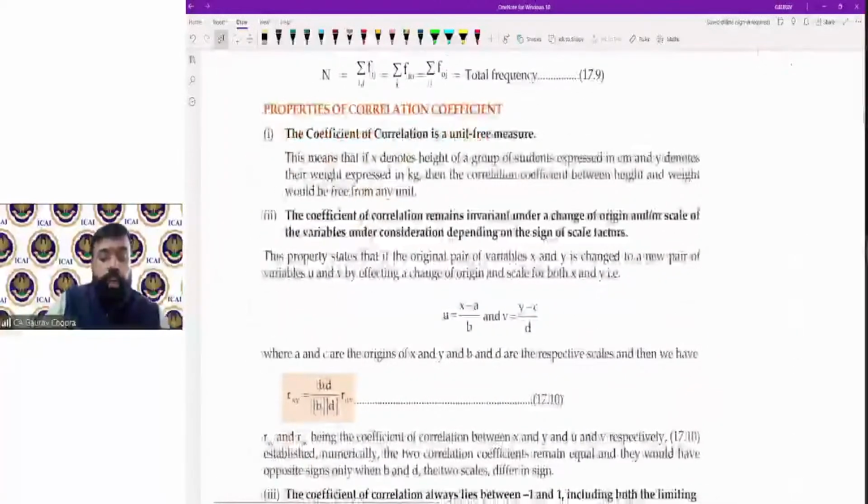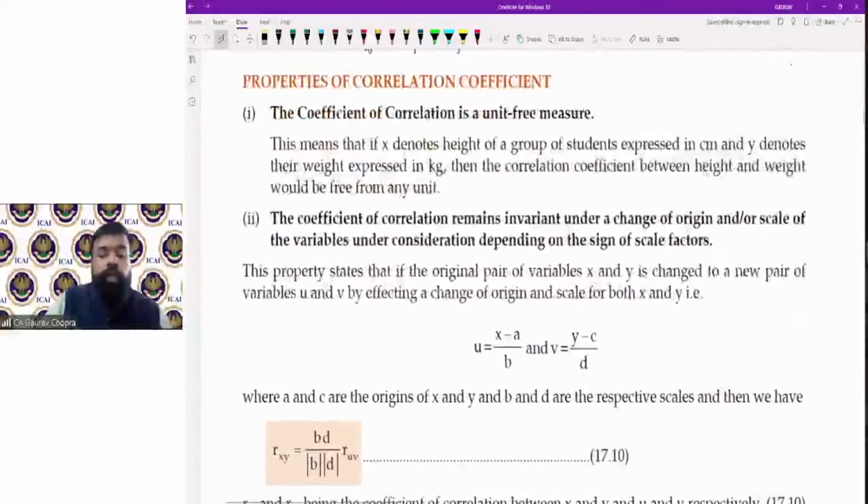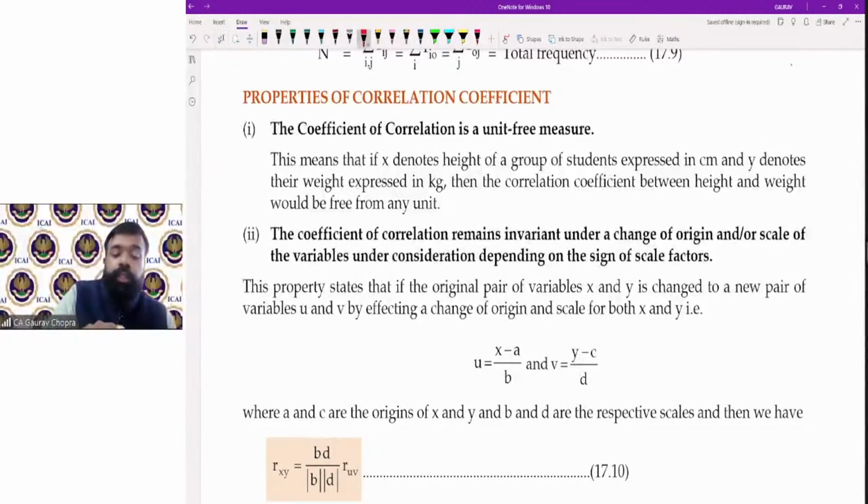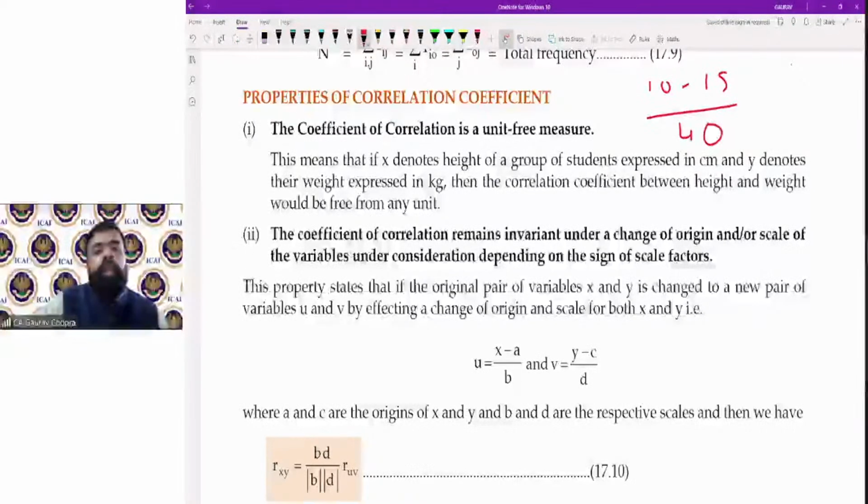Now, let us understand properties also, because theoretical questions also come in statistics. Out of 40, normally 10 to 15 questions can be theory. So you have to understand this theory very carefully. You have to learn this theory, and it is not at all difficult. It is very easy. Now, what are the properties of the correlation coefficient?